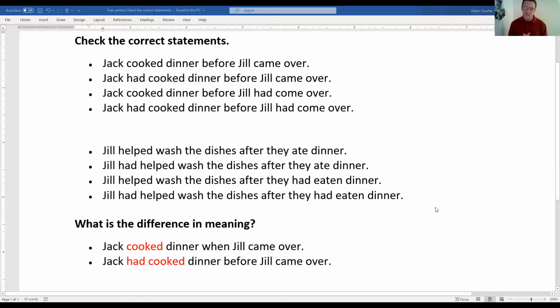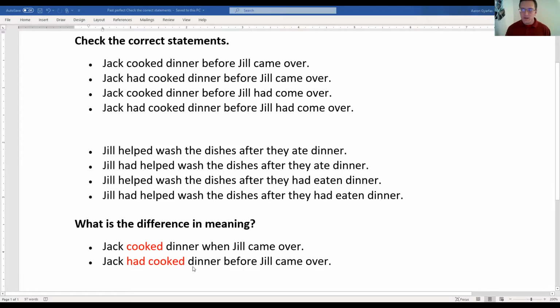In the first sentence, we have 2 verbs in the past simple, cooked and came, and we have the word when. So now the meaning sounds like Jack cooked dinner at the same time Jill came over, or maybe even after. So I'm not really clear when this happened. She came over and he cooked at the same time, or she came over and then he cooked. It certainly doesn't seem like he cooked before she came over. So because we have the word when, and we have both verbs in the same verb tense, it's not clear what happened before, what happened after, what happened at the same time.